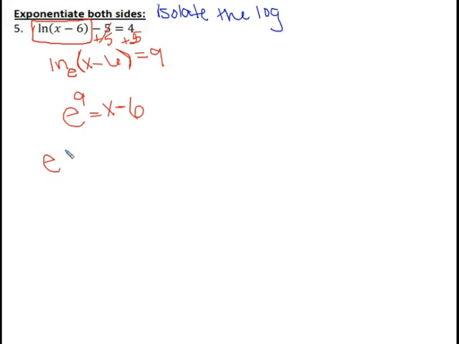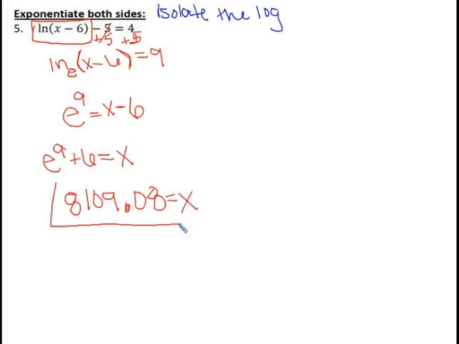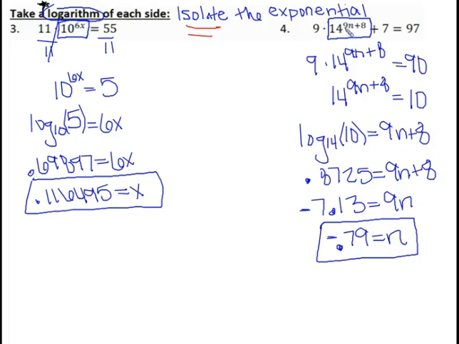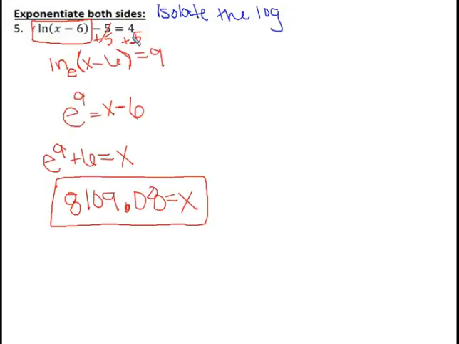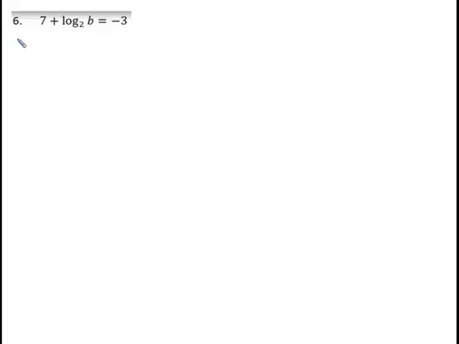We can add the 6 over, and we can let our calculator do the rest. If you were to take e to the 9th and add 6, I think you get something like 8,109.08, something like that. But notice how we're just using inverse operations. If we start with an exponential, like we did in the last two examples, we have to change it to a log. But in this case, since we're starting with a log, we eventually have to change it to an exponential.